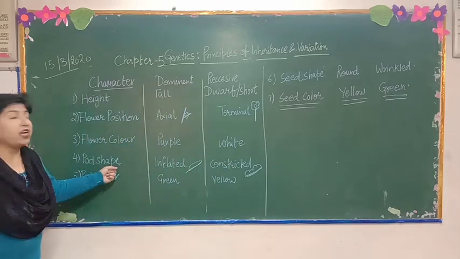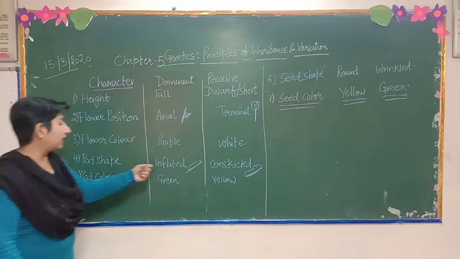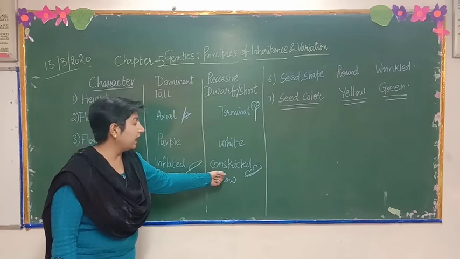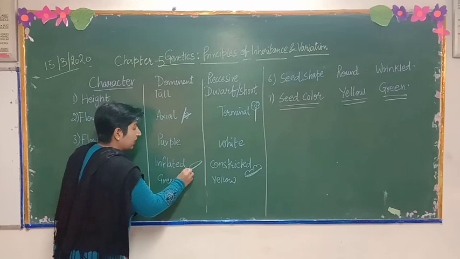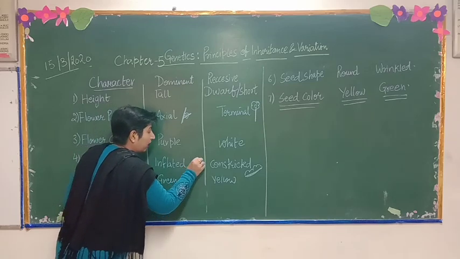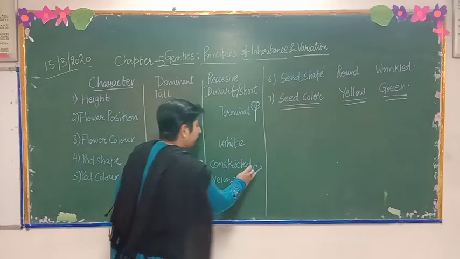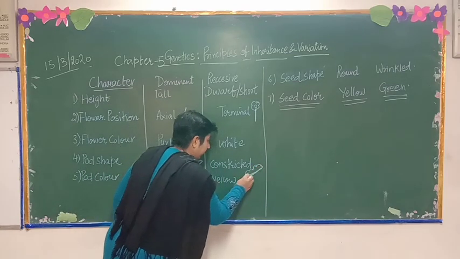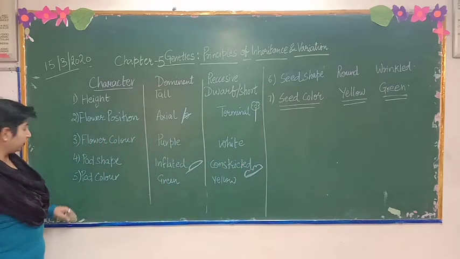Next is pod shape, that means the shape of the pea pod. Inflated is the dominant one and the recessive is constricted. You must have observed in the pea plant, if you have seen the pod, either it is in this flat shape or it is in the form of constriction, meaning the pod is in this shape. So that is the recessive shape.